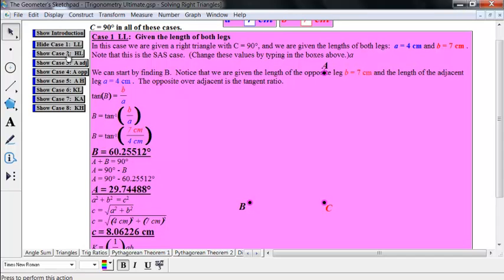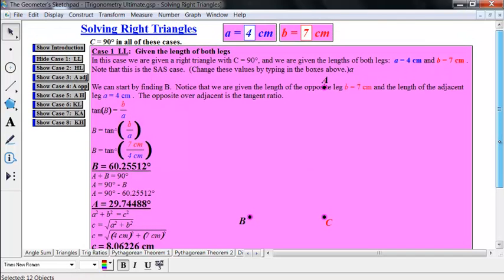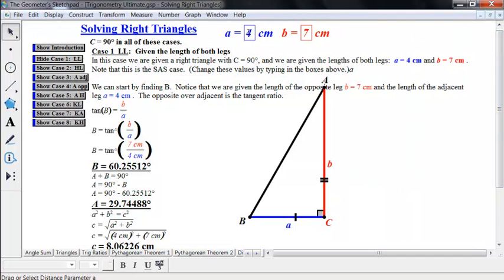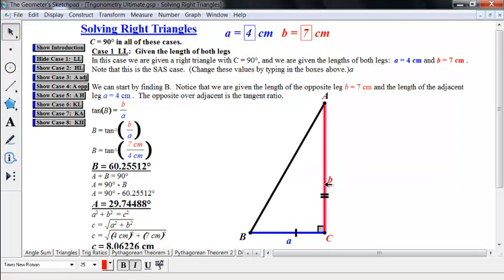So suppose we know two legs. Let's suppose the legs are 4 and 7, for example. Well, this sketch will construct this to scale. Let's change it a little bit. How about 4 and 6?